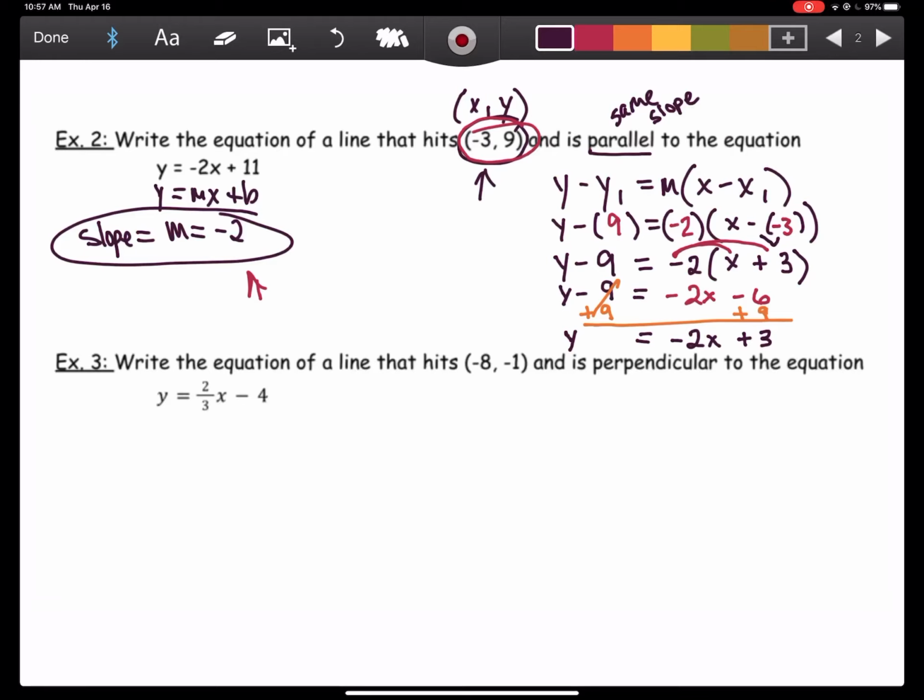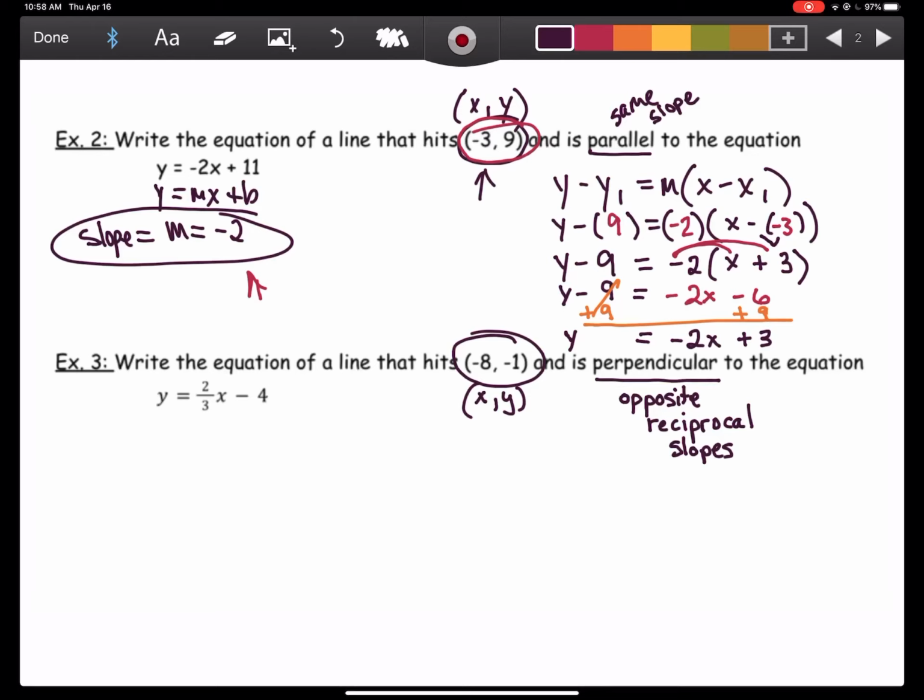So the whole idea here is, again, just like example 2, write the equation of a line. I'm reading example 3: write the equation of a line that hits this point, negative 8 comma negative 1. So that's our x comma y. And is perpendicular. So that means we'll use the phrase that you'll find when you look it up. Opposite reciprocal slopes.